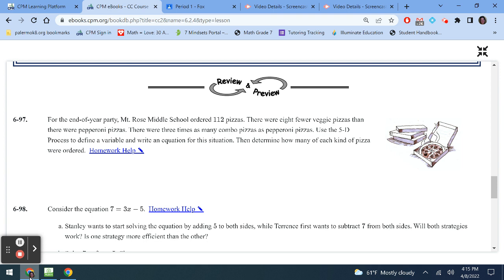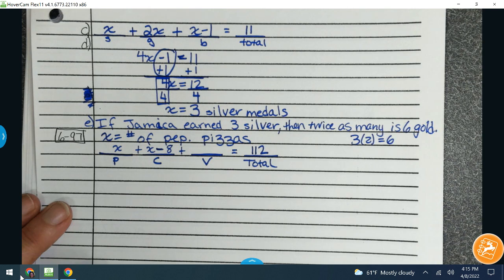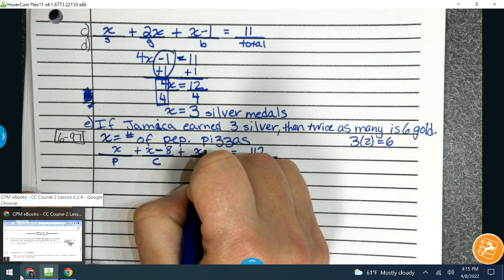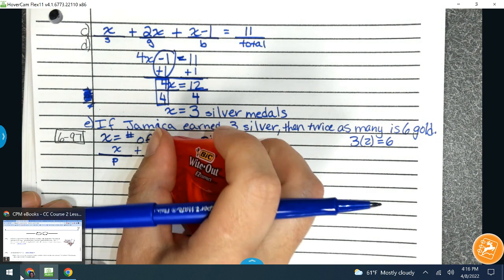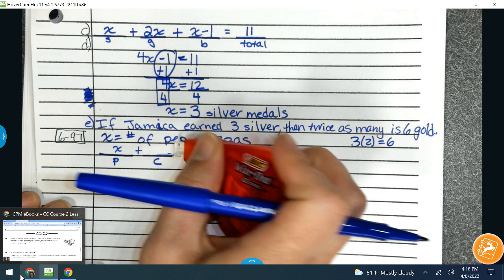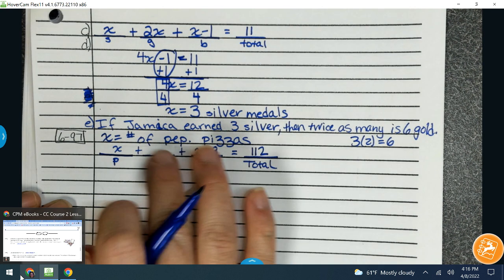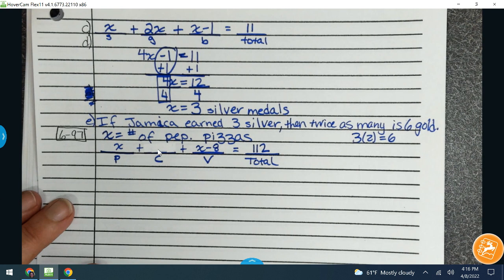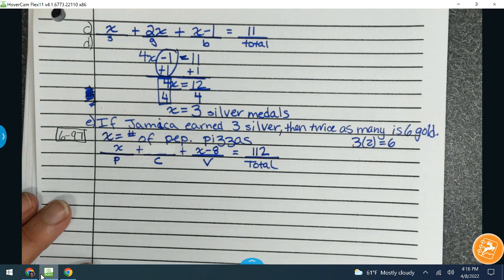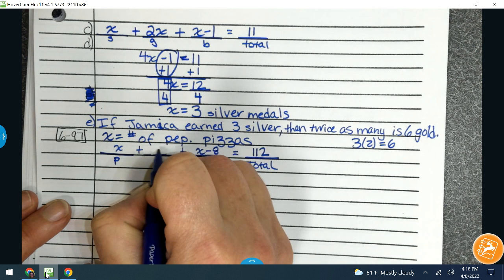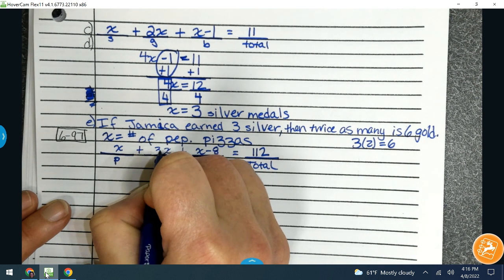Oh, I put it in the wrong spot. Hot diggity dog. Let's fix that. X minus 8. That was my veggies. That probably would have been easier just to change my labels, but yeah. Sometimes I don't like to do it the easy way. So we need to figure out how many combos. So let's see here. We have 3 times as many combo pizzas as pepperoni. So that sounds like X times 3, or 3X.